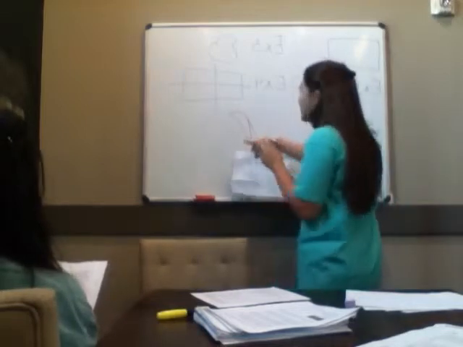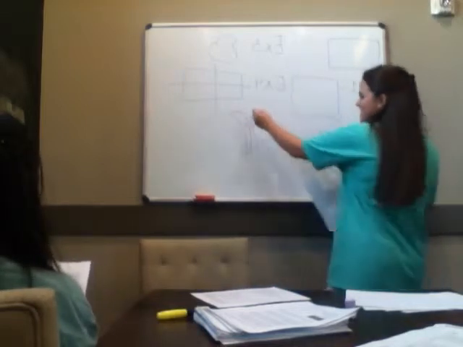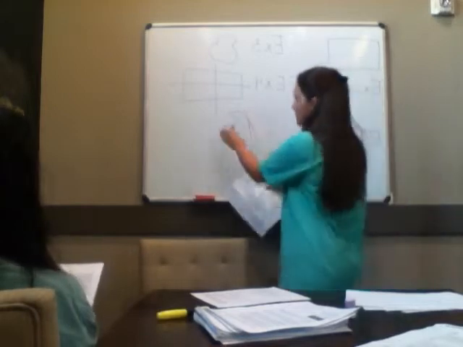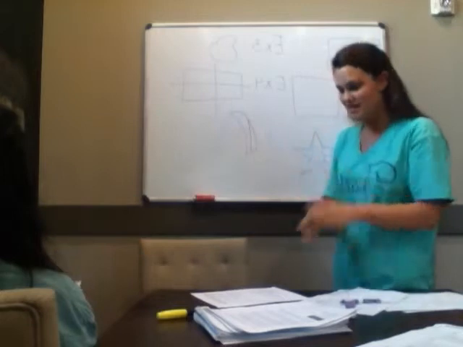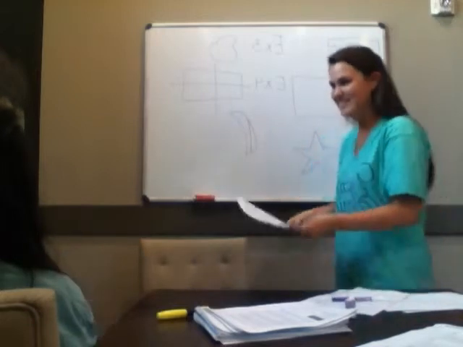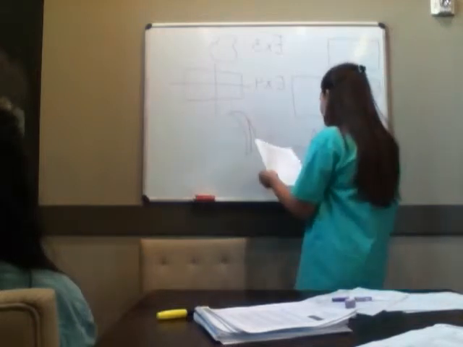Okay, so this is where your line of symmetry is. Now, if you were to fold this, would it be the same? Would it be equal on both sides? Oh no, it wouldn't match. You're right. There you go.